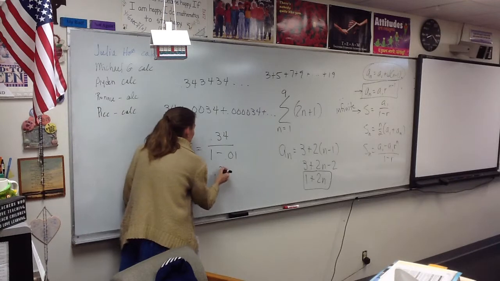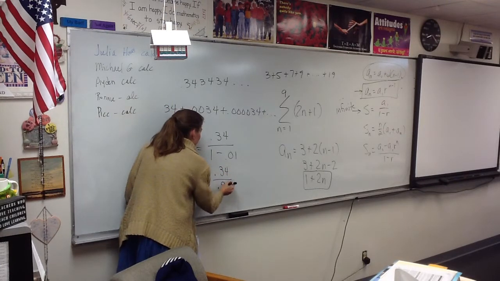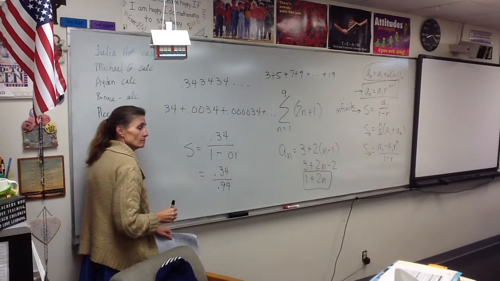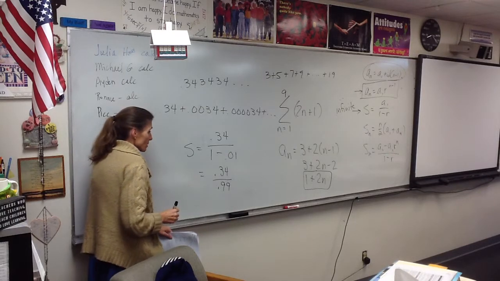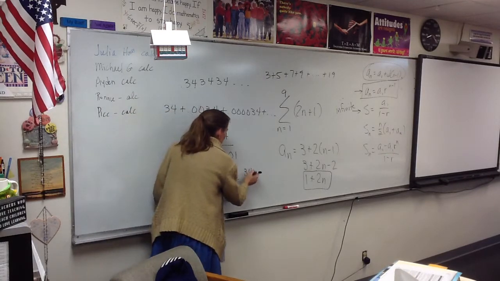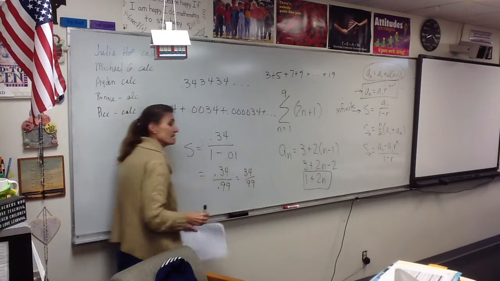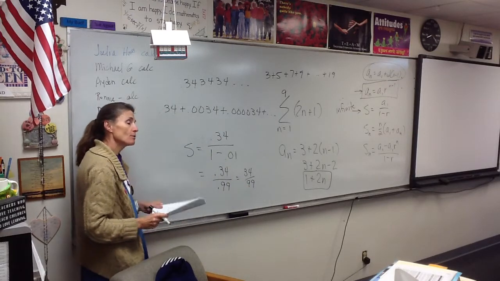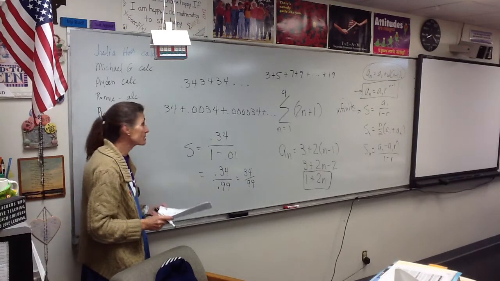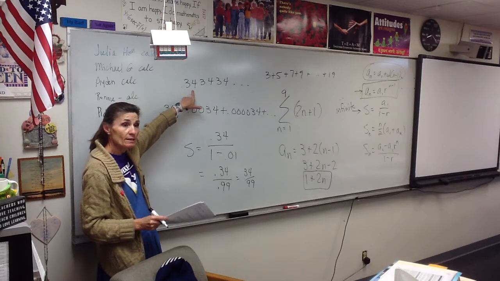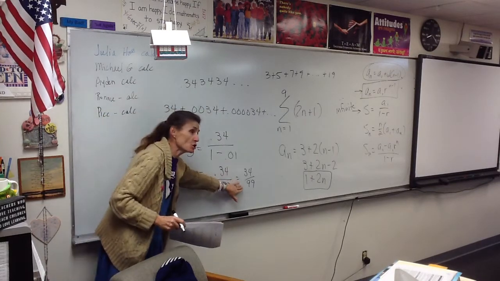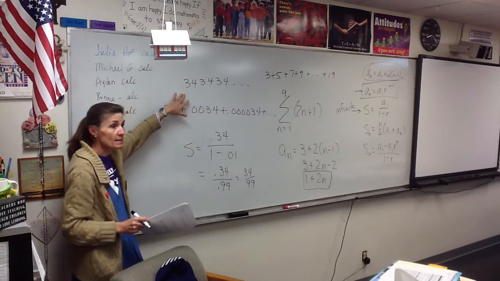So we have 0.34 over 0.99, which is 34/99. And if you put 34/99 into your calculator, you will get that decimal right there. This is the fractional form of that repeating decimal.